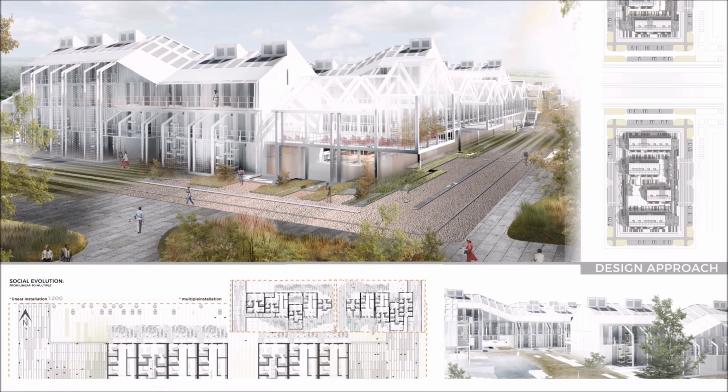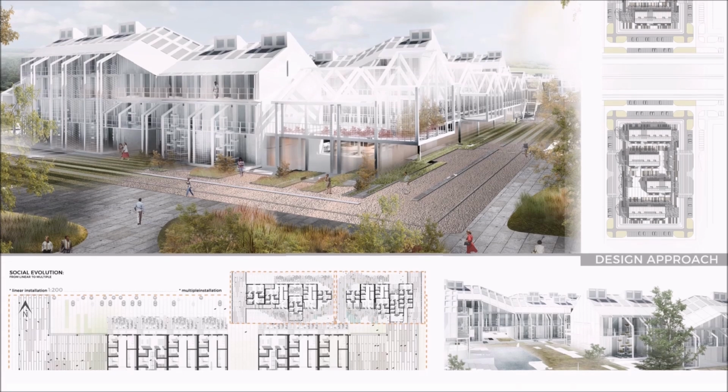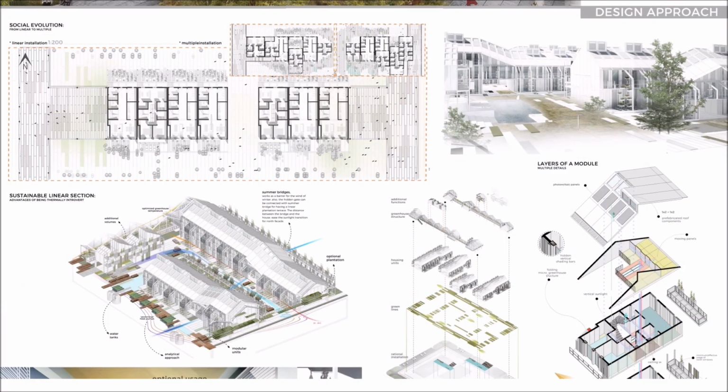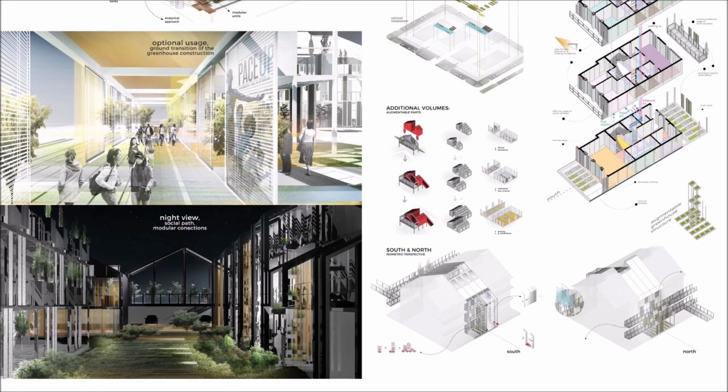The correct expression of the concept of social evolution is also very important. It's always a good idea to provide a render alongside the blueprint. The main narration is completed by giving the sustainable section, layers of a module, additional volumes, south and north facades, optional usage, night view sequence, plan and section before the system detail.